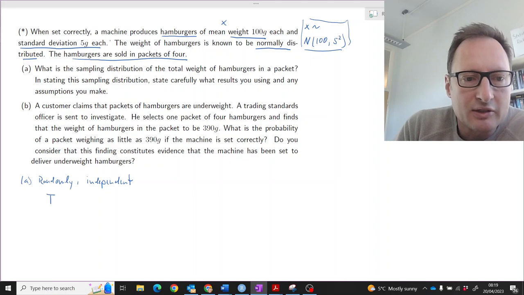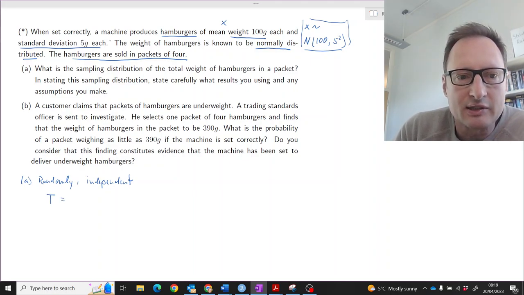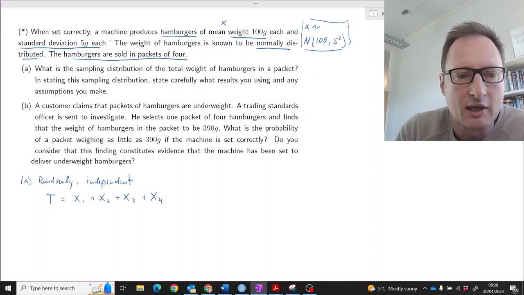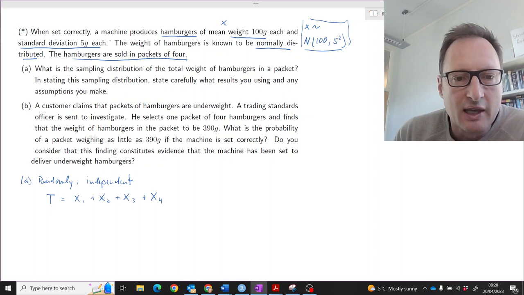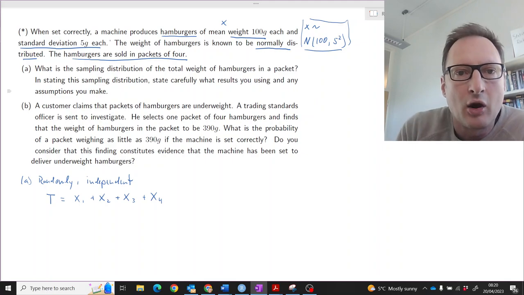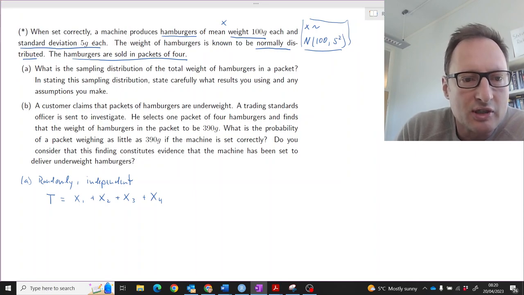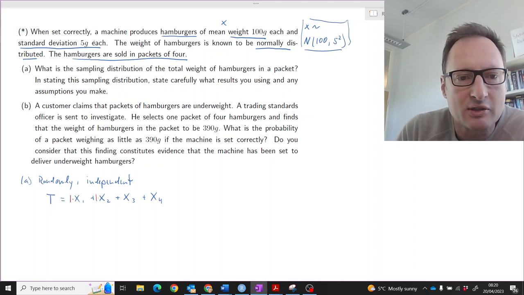That means the total weight, let's call that T, is calculated as X1 plus X2 plus X3 plus X4. So we are drawing 4 hamburgers. Each of them has a weight, and the total weight is just the sum of those. Each of those X's is normally distributed. So here we have a linear combination of normally distributed random variables. And to make that clear, I can put these factors in here: 1 times X1 plus 1 times X2 plus 1 times X3 plus 1 times X4.